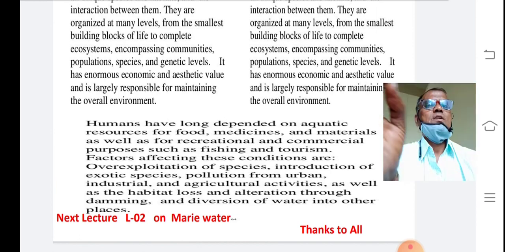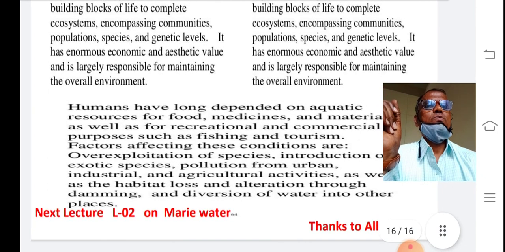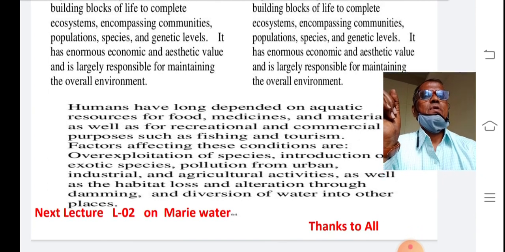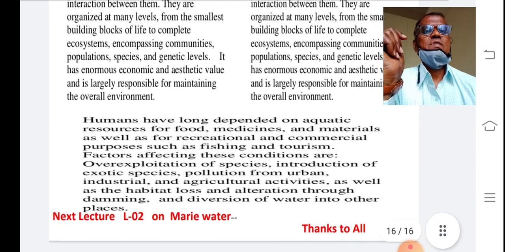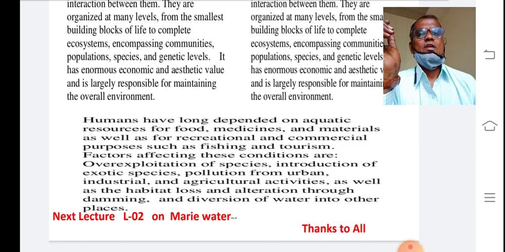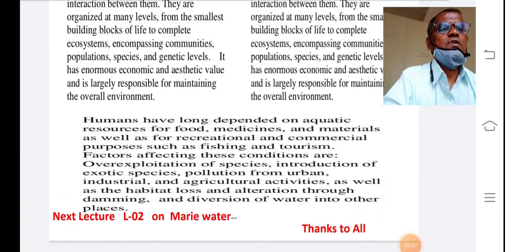Humans all depend on aquatic resources as food, medicine, and different materials. The factors affecting these conditions are the overexploitation of species, different exotic species, and pollution from urban areas, like this. So this is the first lecture about the freshwater ecosystem.